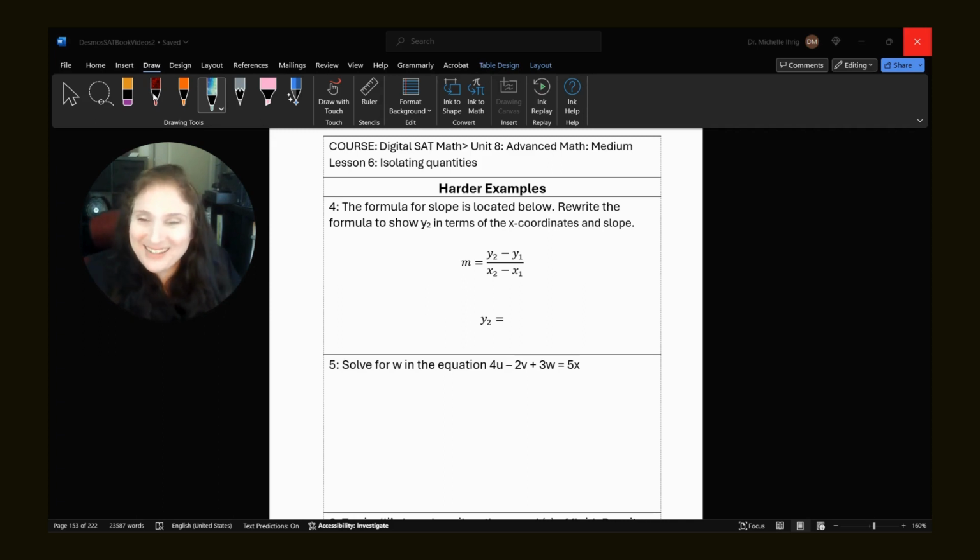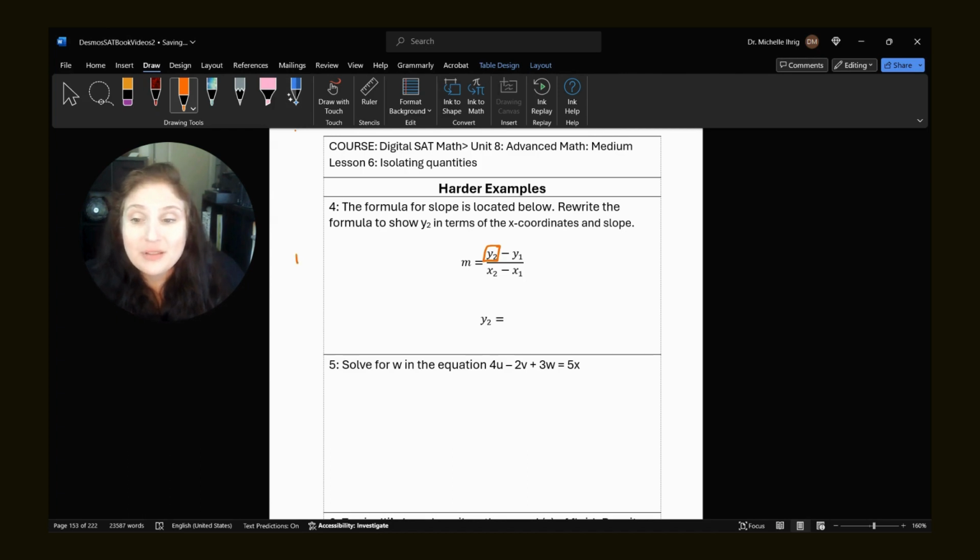Question number 4. The formula for slope is located below. Rewrite the formula to show y2 in terms of the x coordinates and slope. Okay, so basically what I tell my students is circle what we need. We need y2. But before we can do anything, we really have to get rid of the fraction. So as I mentioned in the last video, when you were younger and you had to get rid of the denominator, you would just multiply by it. So that's what we're going to do in this video.